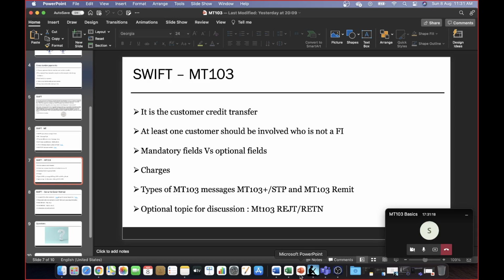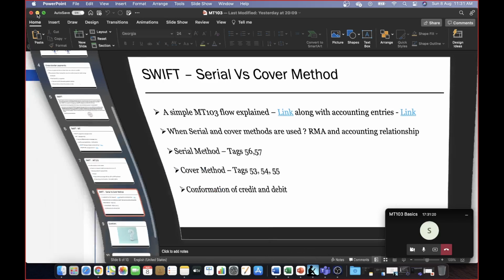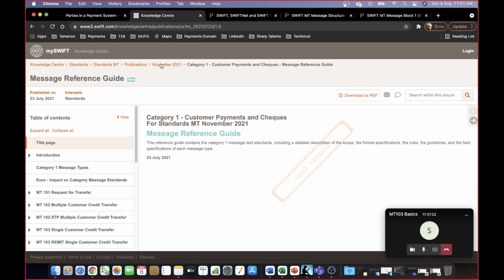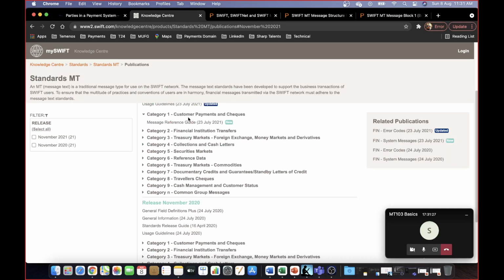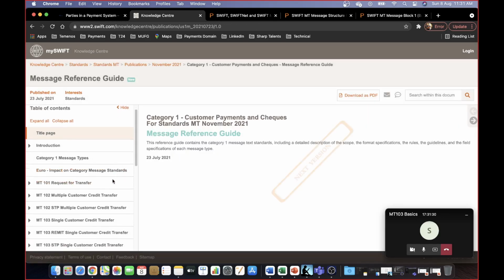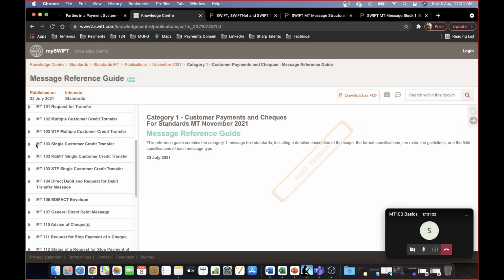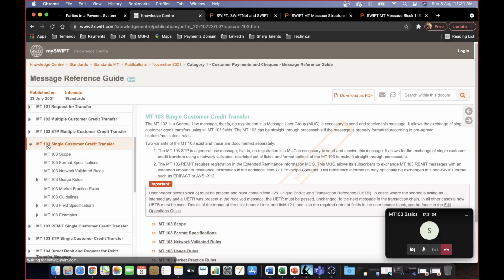So I was talking about the mandatory and optional fields. How do we view the mandatory and optional fields? I was here. I click on category 1 messages, message reference guide, and go to Swift MT single customer credit transfer. It provides the complete information that you need in order to manipulate or create a Swift MT103 message. So here you go to format specification.